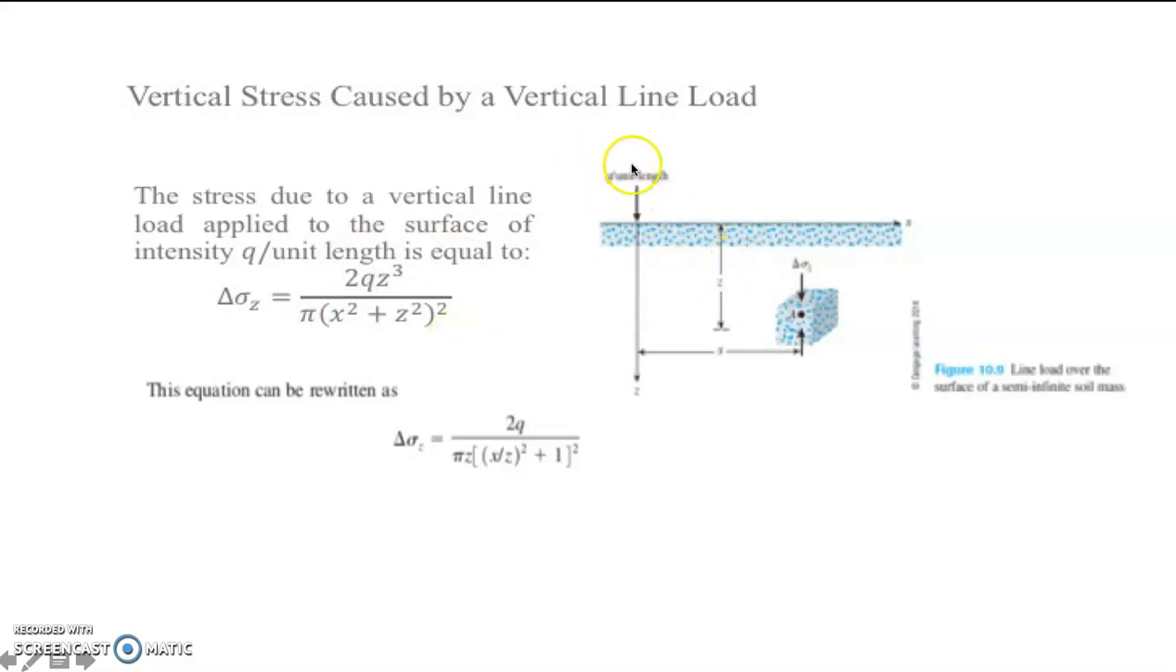Of course, our Q is the intensity of our vertical line load. Our Z is the distance from the surface to the point where you're going to obtain the stress. And our X is the distance from the vertical line load to the point where you're going to compute the stress caused by this vertical line load. This equation can also be rewritten in this form.